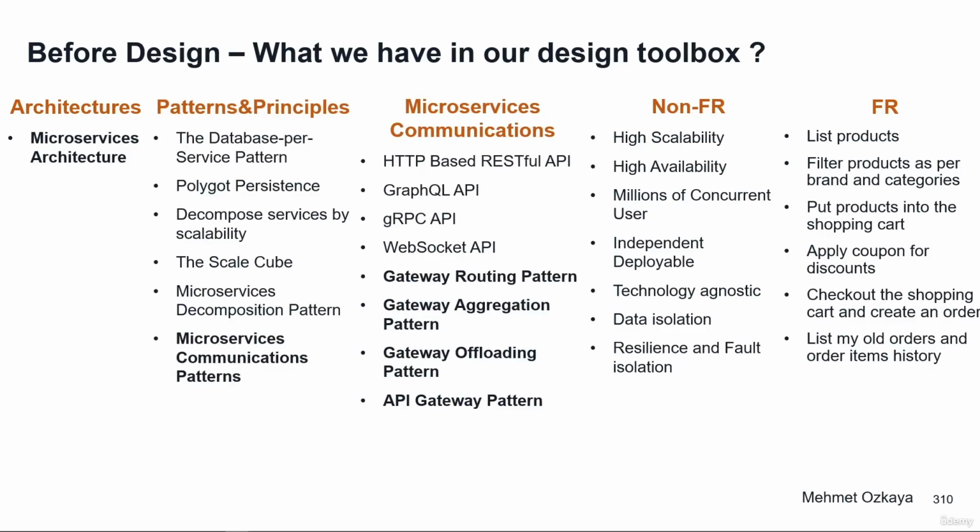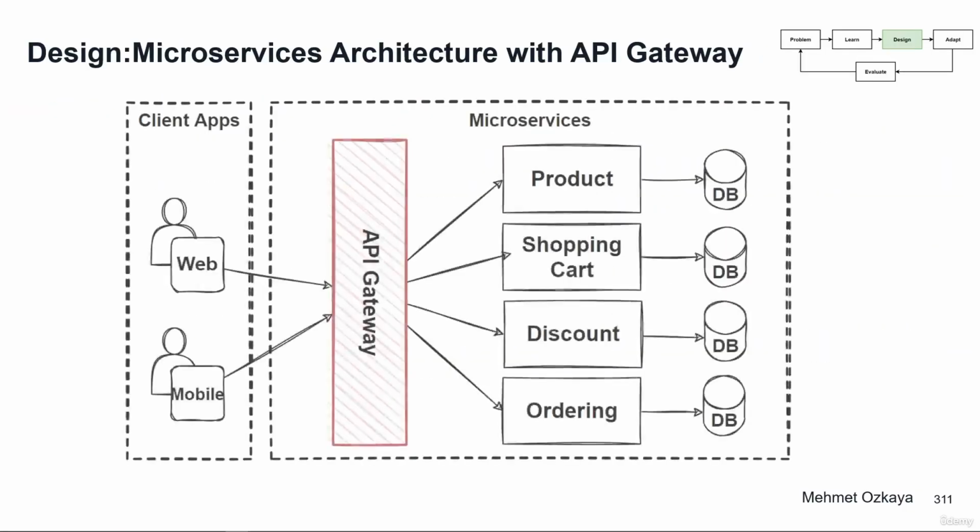In the last section, we learned HTTP based RESTful APIs, GraphQL, gRPC and WebSocket. These are the communication basics and protocols. And in this section, we have learned the gateway routing pattern, gateway aggregation pattern, gateway offloading pattern, and API gateway pattern. So now we can refactor our architecture with the newly learned patterns and principles.